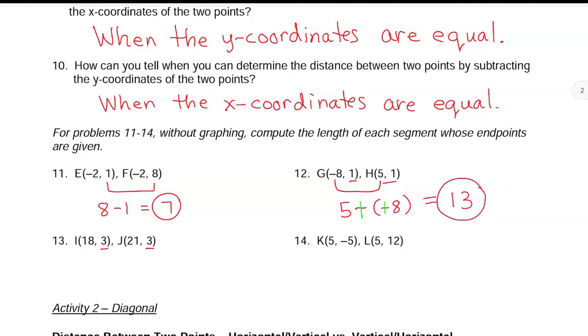Number 13, did you notice the y coordinates are the same? So that means I'm going to subtract the x coordinates. 21 minus 18 is 3. Okay, pause the video and try number 14, and then start the video up to see the answer. The x coordinates are the same in 14, so I'm going to subtract the y coordinates. 12 minus -5. That is 12 plus +5, which is 17.